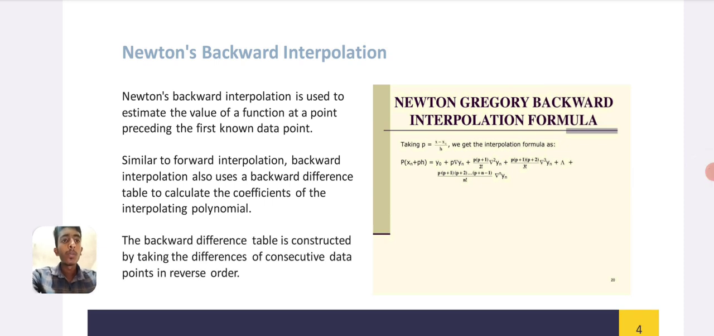Newton's backward interpolation. Newton's backward interpolation is used to estimate the value of a function at a point preceding the first known data point. Similar to forward interpolation, backward interpolation also uses a backward difference table to calculate the coefficients of the interpolating polynomial. The backward difference table is constructed by taking the differences of consecutive data points in reverse order.